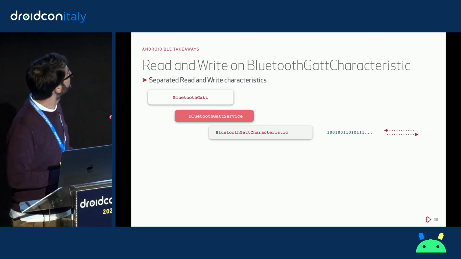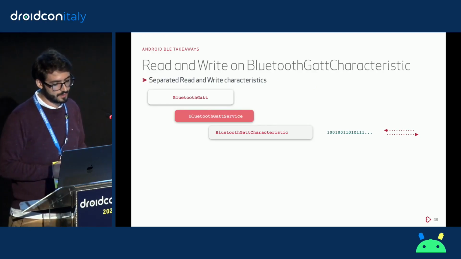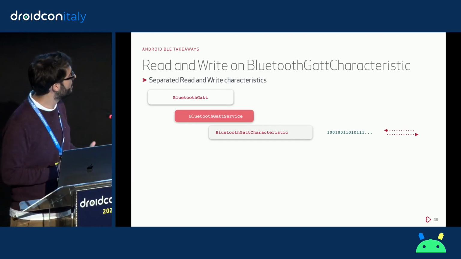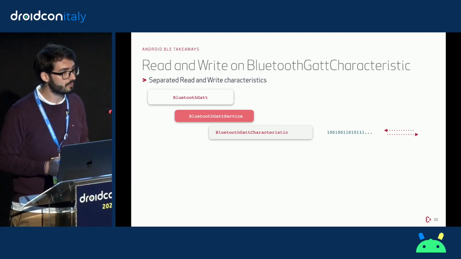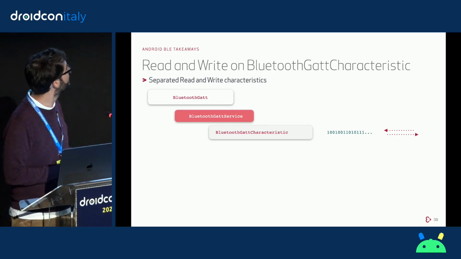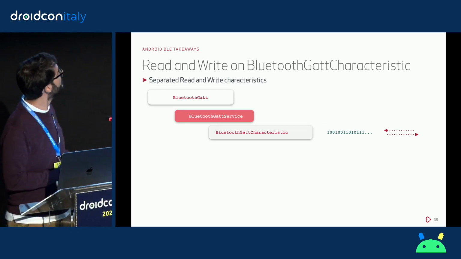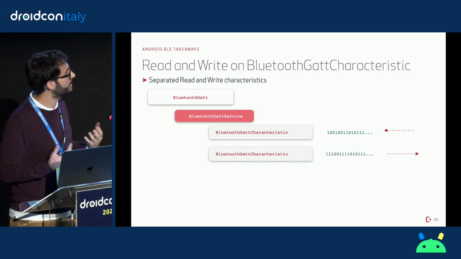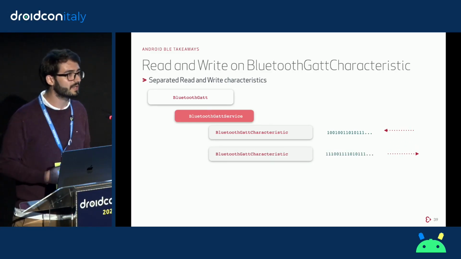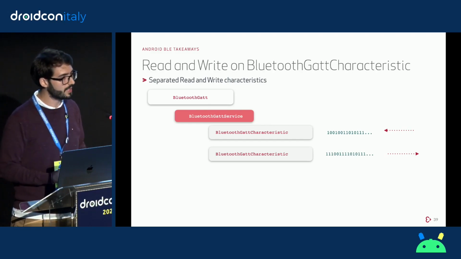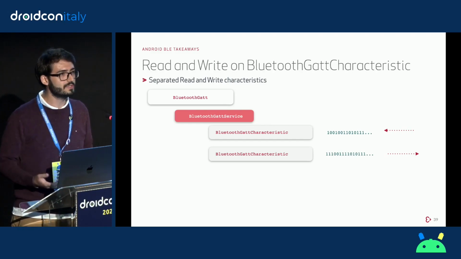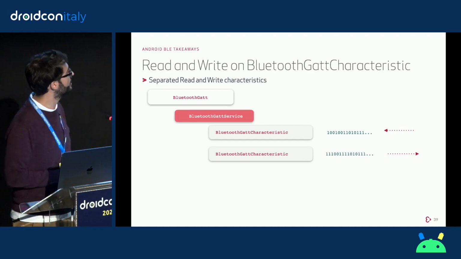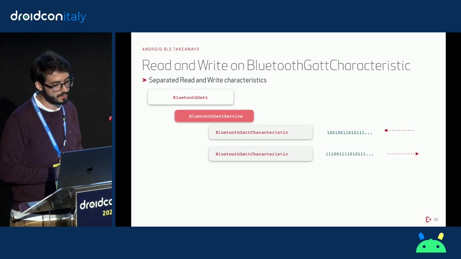Another thing that can be done to avoid it, if you have the possibility to work on the firmware, so you are working with a firmware developer, is that instead of using a single characteristic to read and write data, you can design a protocol that uses different characteristics, one just for read and one just for write. This way you are completely safe and you are sure that this won't happen anyway.